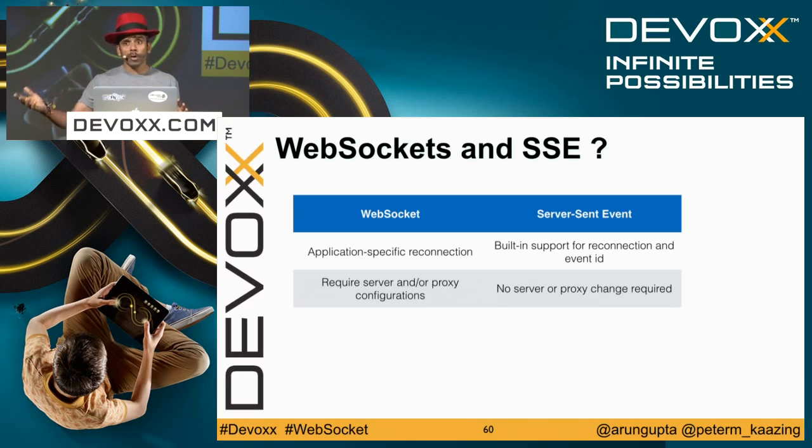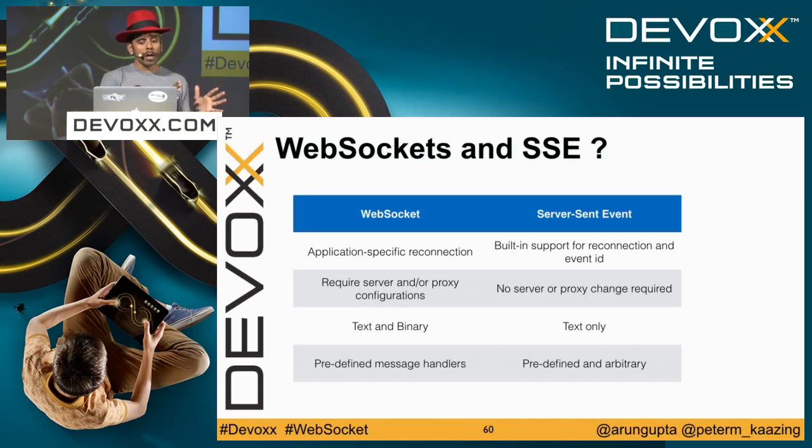In server-sent event, because it's done over HTTP, there is no server or proxy change required. In case of WebSocket, we'll talk about it a little bit later, it may require proxy configurations. Server-sent event is text only. WebSocket is text and binary. We looked at that. In case of WebSocket, the message handlers are predefined callback handlers: on message, on open, on error, things like that. In case of server-sent event, you have an on-message callback handler, but in addition, you can define custom event handlers as well, and even an event ID, which is not a capability in WebSocket. So just some compare and contrasting of server-sent event and WebSocket.